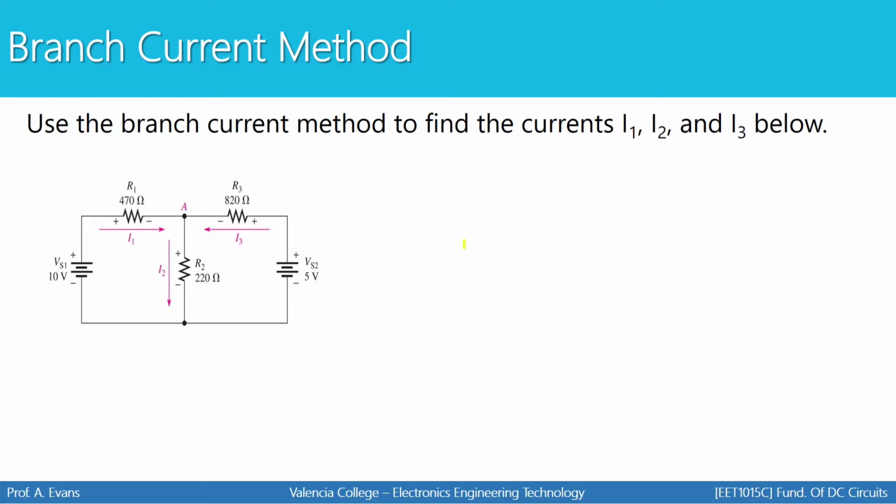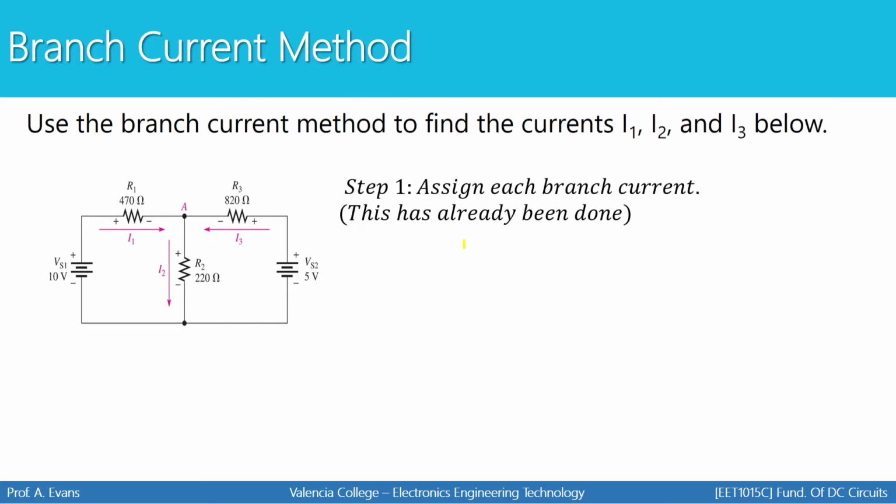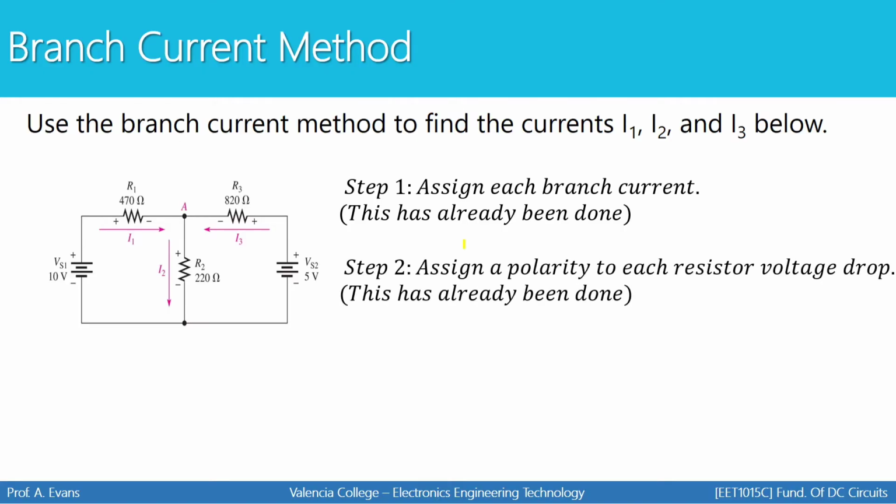So to begin this type of problem, the first thing you would do is assign each branch current. In this example, that's already been done for you. If your picture had no arrows and no polarities, you would manually draw them yourself. So the branch currents have been assigned for you. The polarity has been assigned for you, again, because this is an example. However, going forward, you'll be given a blank circuit without any directions or polarities, and you will have to assign them yourself.